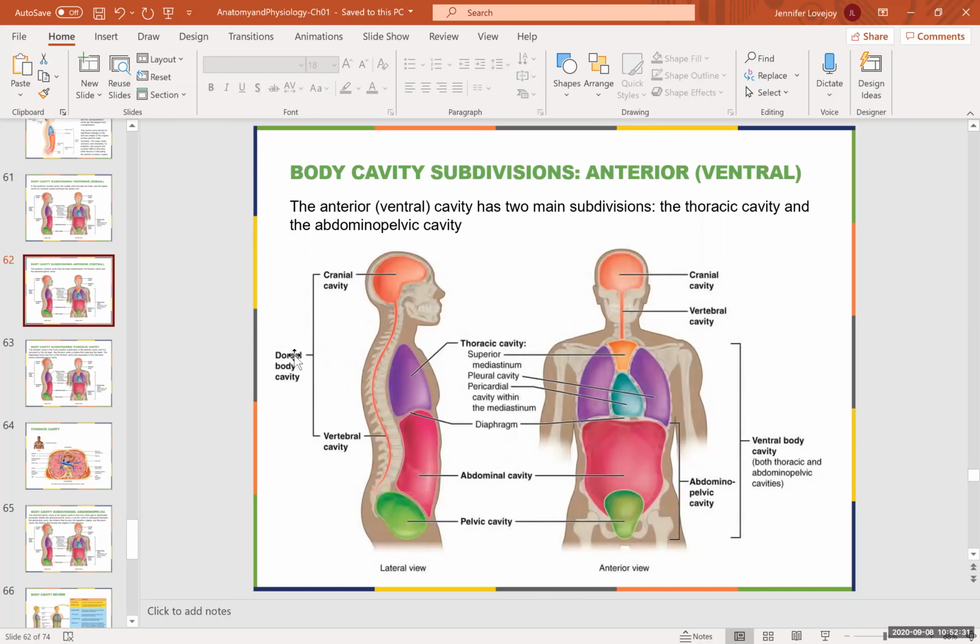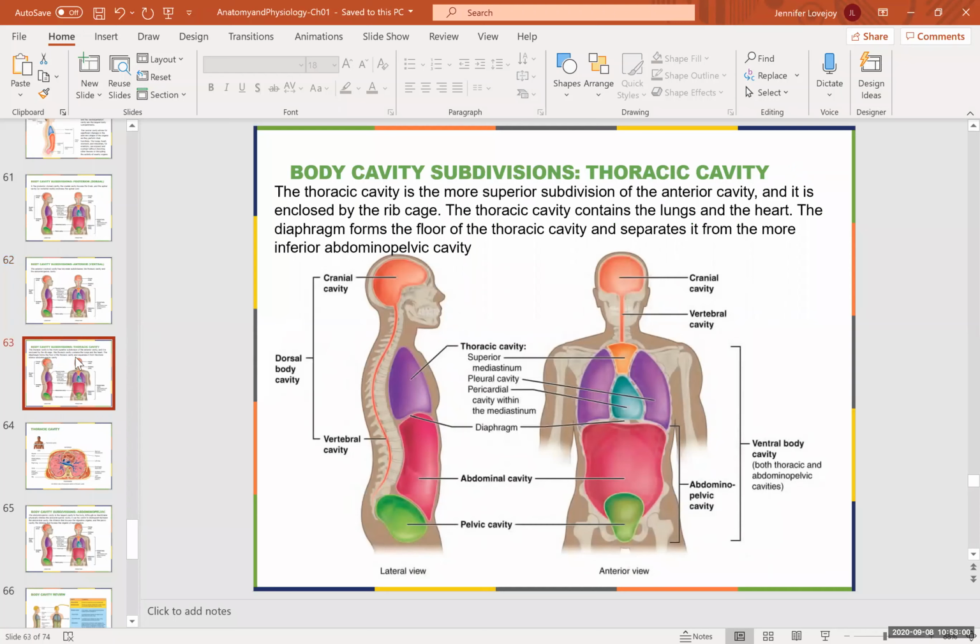Okay, so just to review, we have the dorsal cavity on our backside, which contains our brain and our spinal column. On the front side, we have the thoracic cavity, which is up here where our ribs are. And then we have the abdominopelvic, which is the abdomen and the pelvic region. That's another cavity. And both of those are subdivided even smaller. So the thoracic cavity, what I haven't covered yet, contains the lungs and the heart. There are other things in there, but those are the main organs. And again, the diaphragm is separating the two.